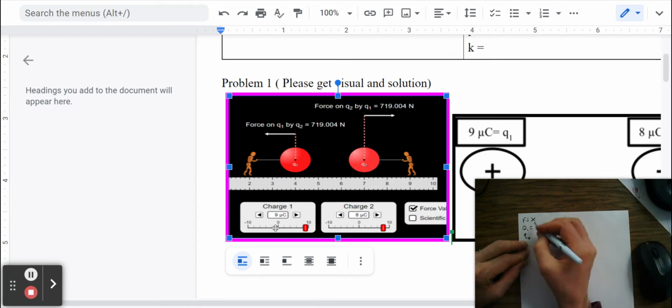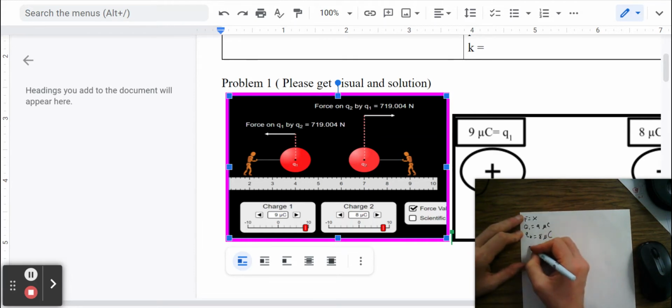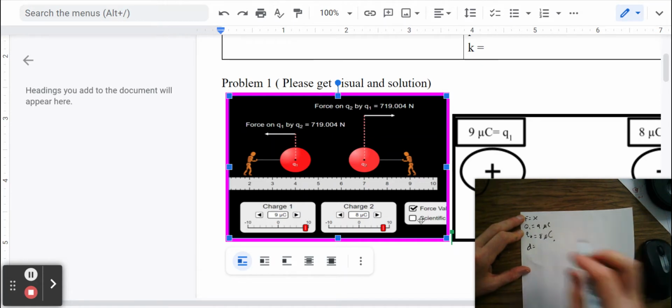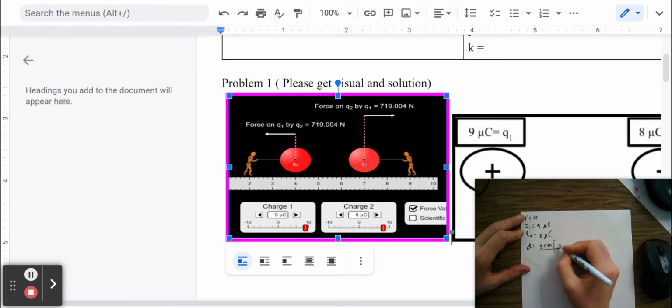My charges are 9 microcoulombs and 8 microcoulombs. My distance, or my radius, is 3 centimeters. And I'd convert that to meters, and I get 0.03 meters.